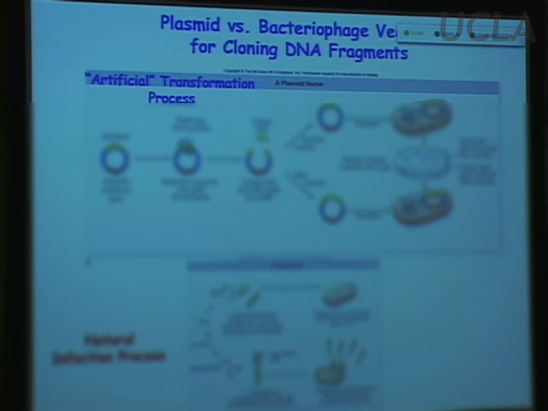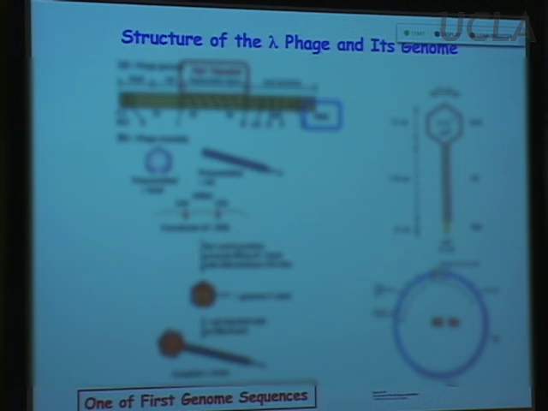I'll tell you what that means a little bit more in a second. Okay, so let me tell you about this virus. It's called Lambda. It's a particular kind of bacterial virus, but it is a vector. It can be used as a vector. The structure of the bacterial virus is like this. It has a head, it has a tail, and it has these little fibers.